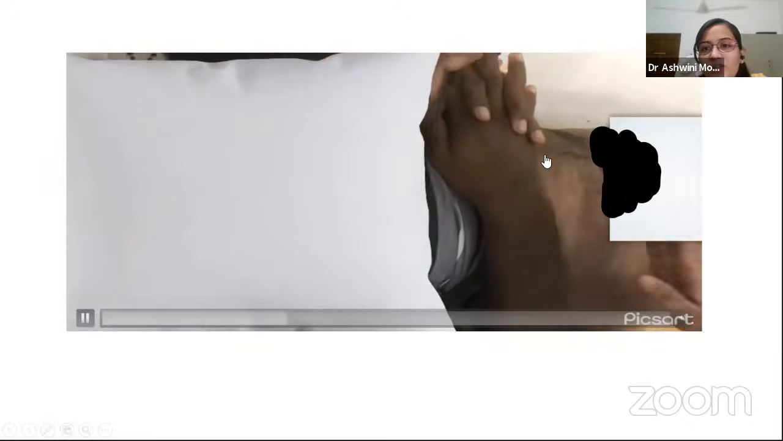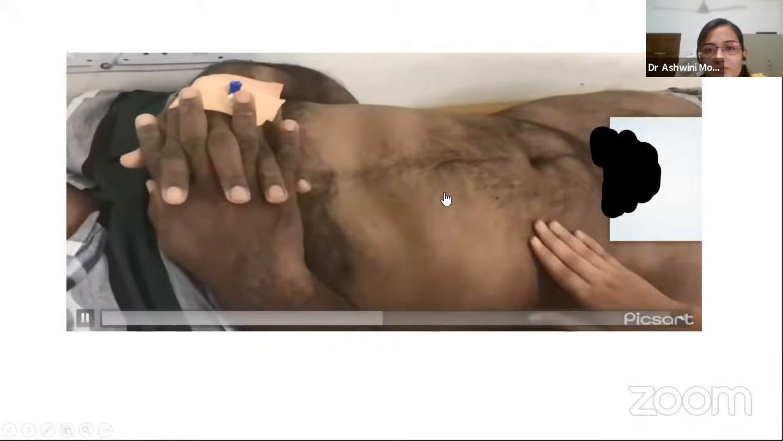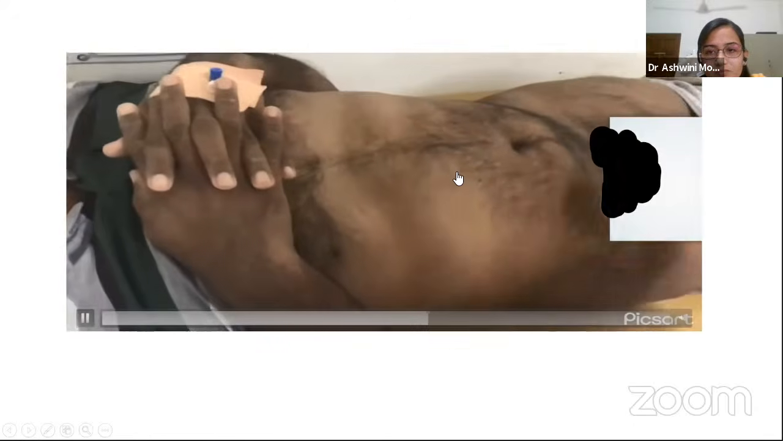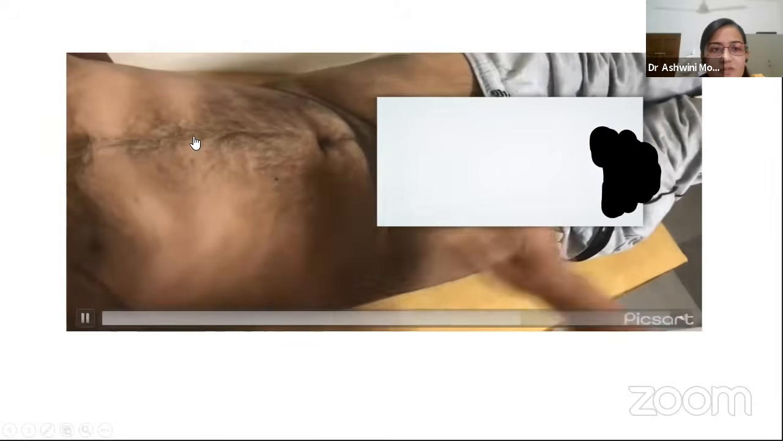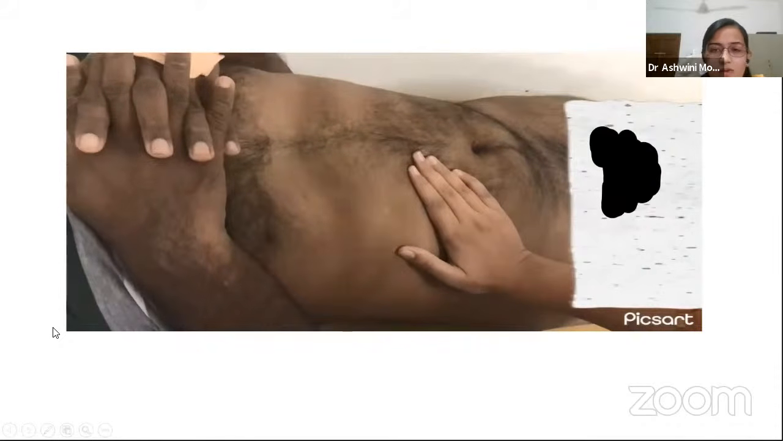We are not able to appreciate any swelling over here while he is lifting. So it is not a parietal swelling. An intra-abdominal swelling must be there. So there is no parietal swelling in this video.